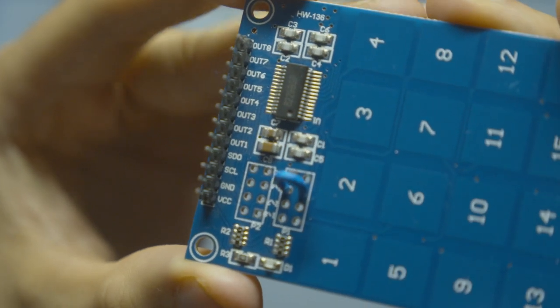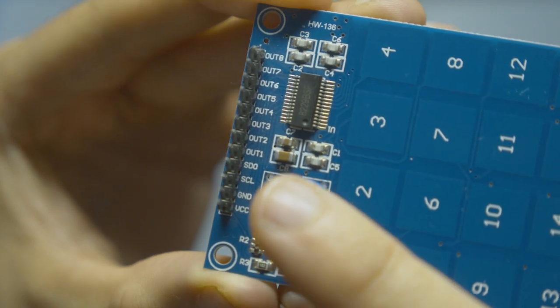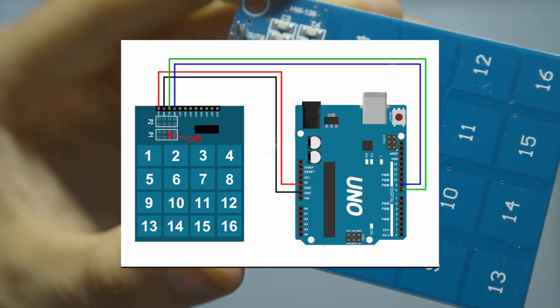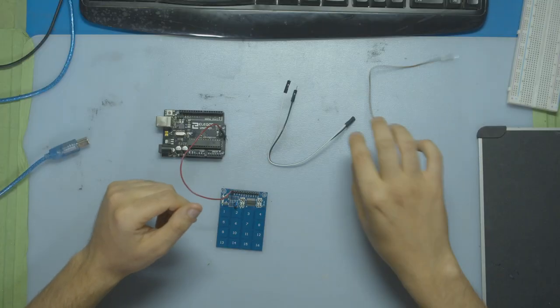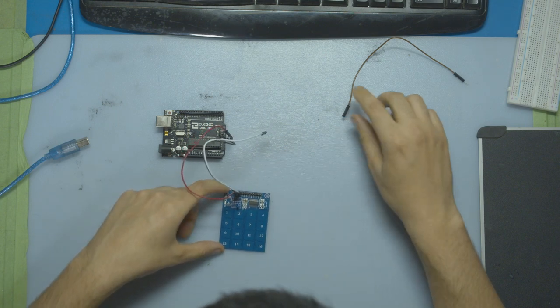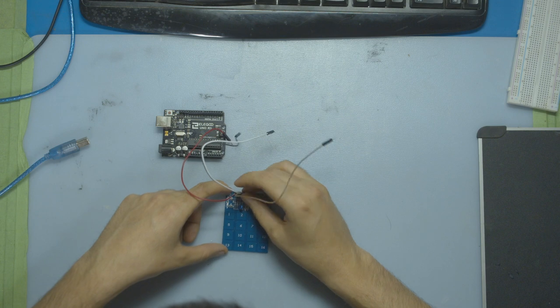We're going to be using four pins for this project, the VCC, the ground, the SCL, and the SDO. So get four cables, connect them up, and let's get started with the demo. So we're just going to plug in a power cable into VCC, ground, ground, one for SCL, and one for SDO.